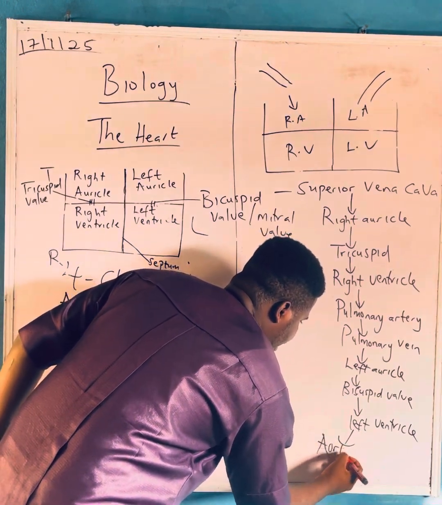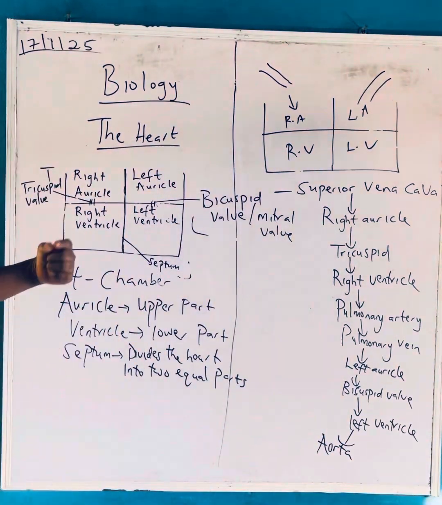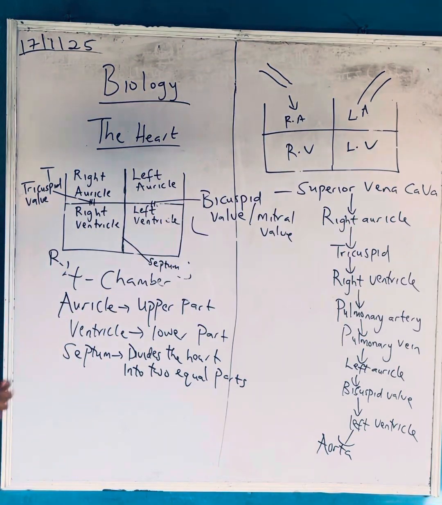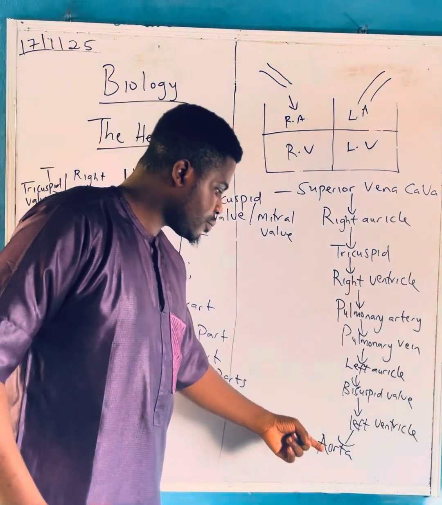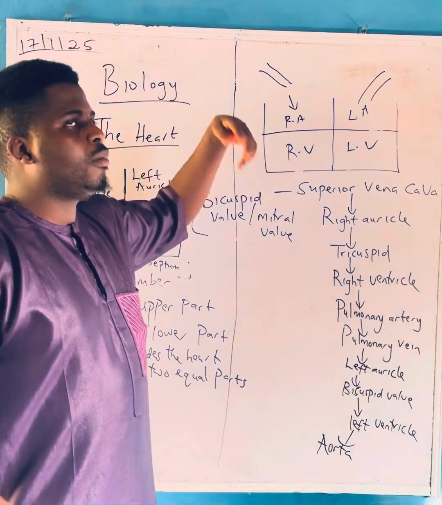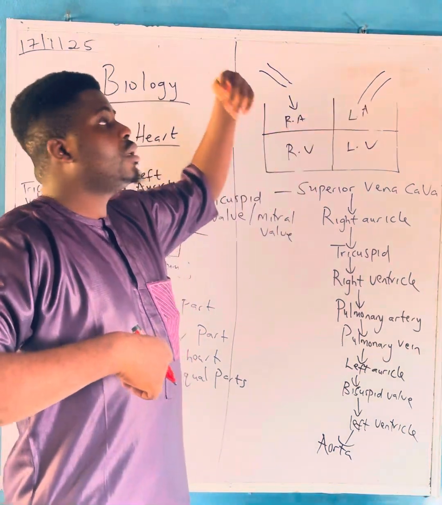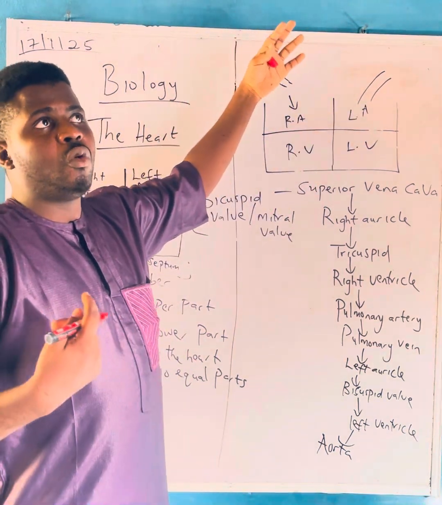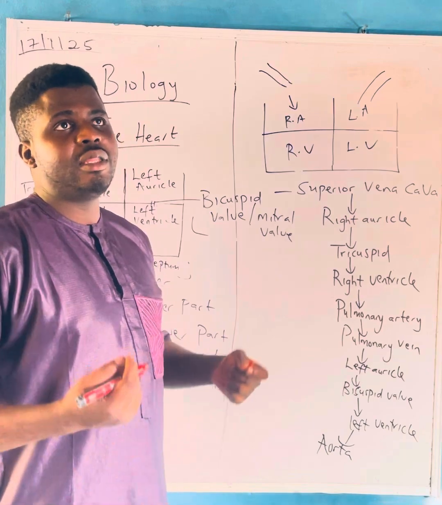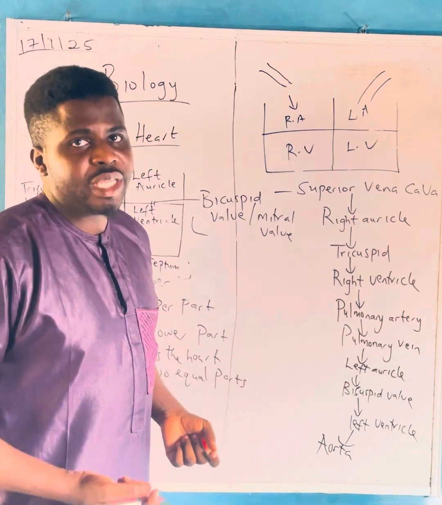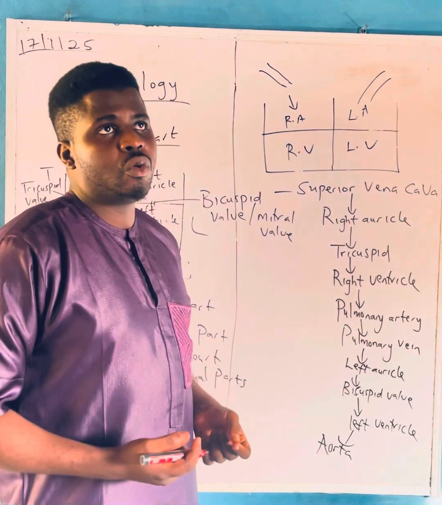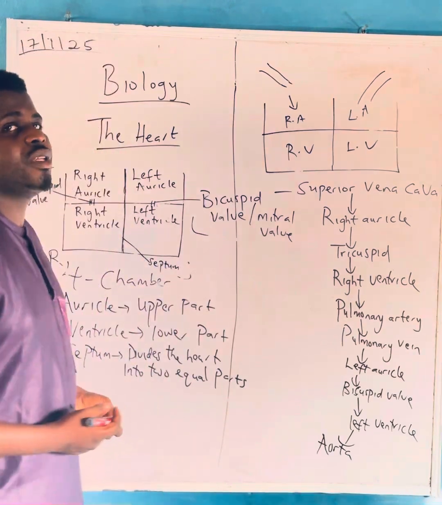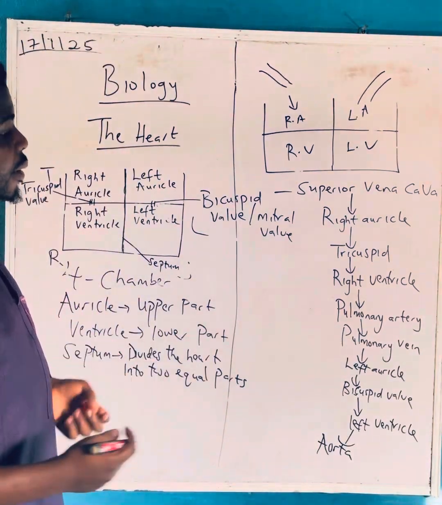This aorta here is the largest artery. So from that aorta, the blood will go to where the body needs it. It will give oxygen to the cells of the body for their cellular respiration.